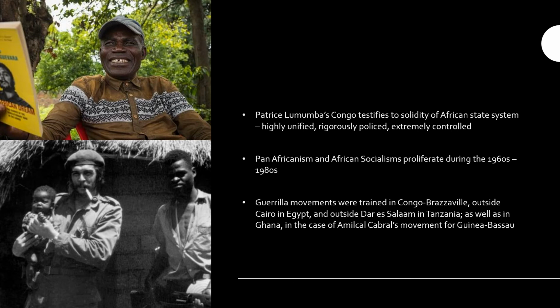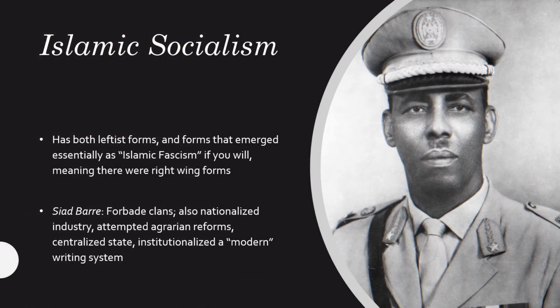There were also substantial guerrilla movements that were trained in the Congo, in Brazzaville, outside Cairo in Egypt, and outside Dar es Salaam in Tanzania, as well as in Ghana in the case of Cabral's movement for Guinea-Bissau. So, guerrilla movements could use the non-aligned states as safe ground for training to fight their anti-colonial battles during the liberationist period from the 1960s through the 1970s. Out of the various types of African socialism, there was also Islamic socialism that emerged.